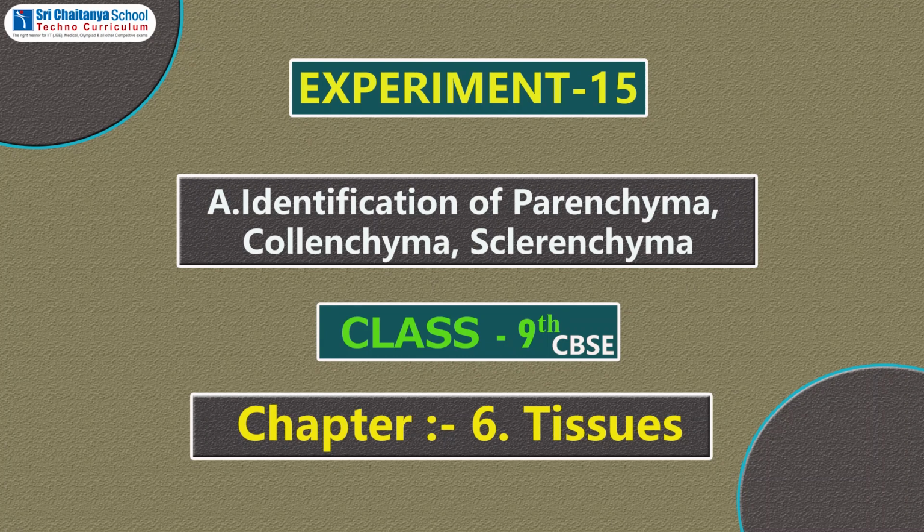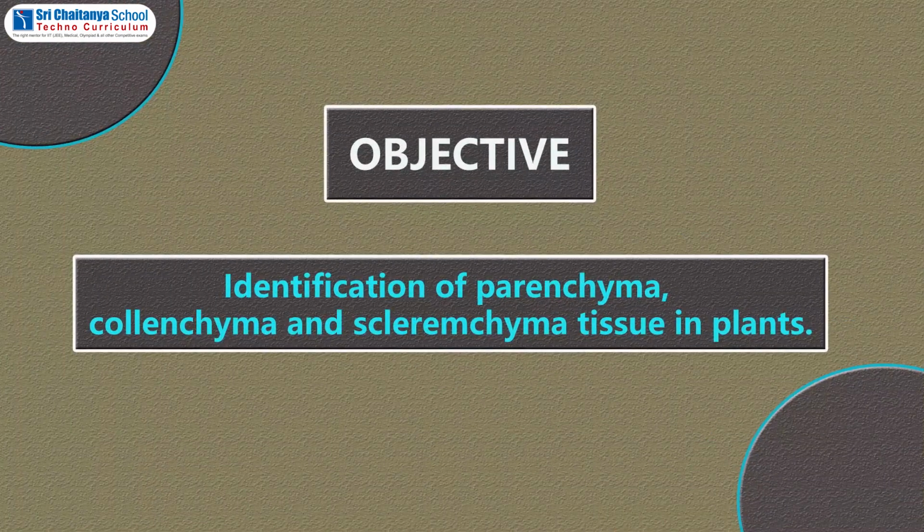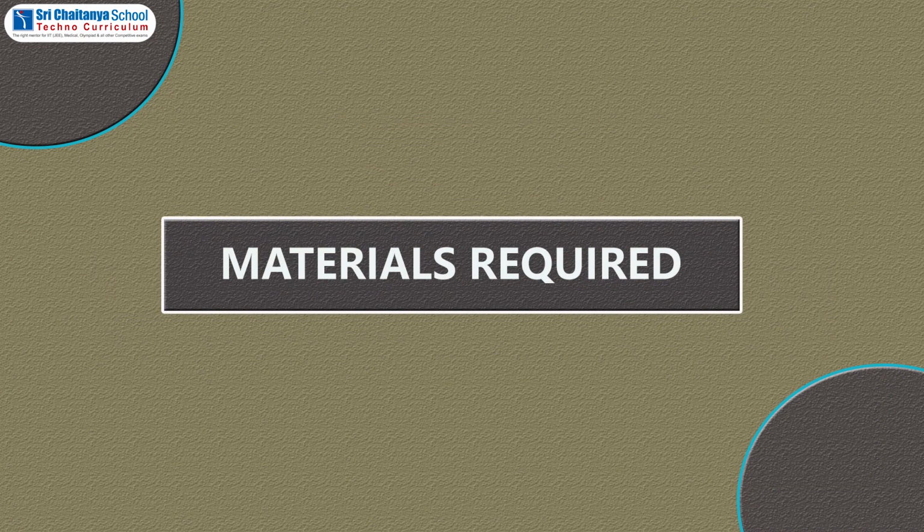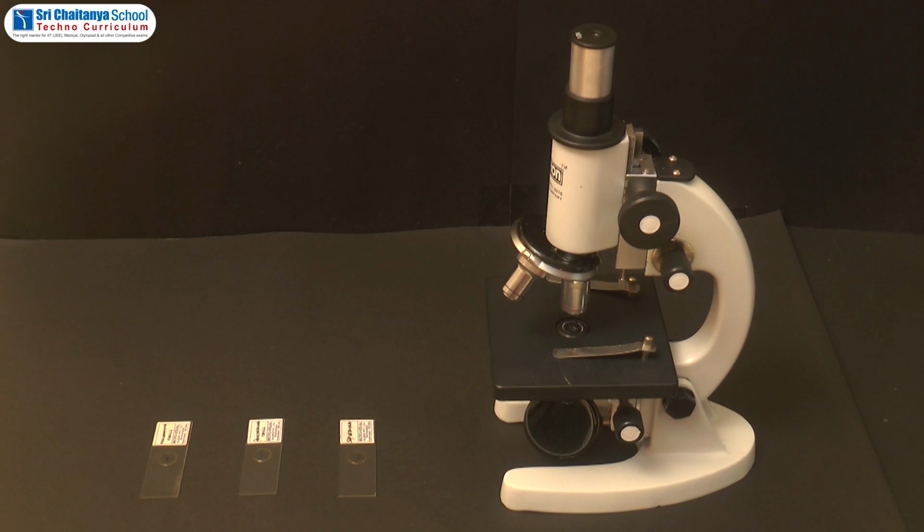Hi students, today we are going to observe the permanent slides of parenchyma, collenchyma and sclerenchyma. Objective of this experiment: identification of parenchyma, collenchyma and sclerenchyma tissue in plants. Materials required: prepared slides of parenchyma, collenchyma, sclerenchyma and a microscope.